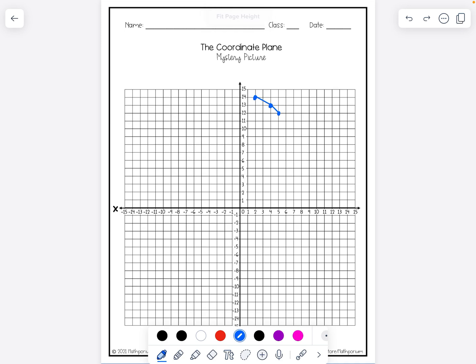But the IXL is due tomorrow. The mystery picture is due on Thursday.